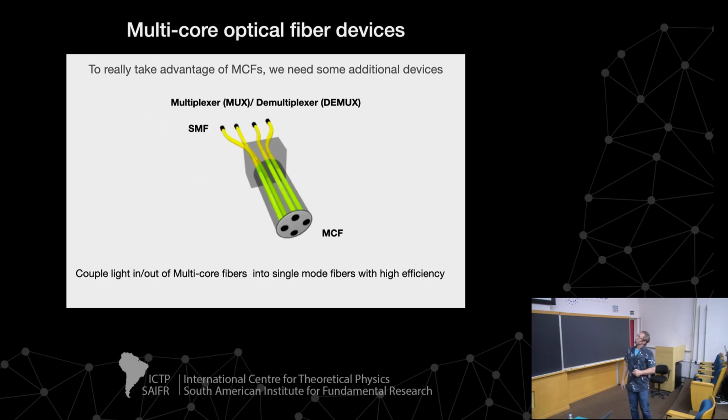Last lecture, I also told you about some devices we have which make things a lot easier and very kind of plug and play, let's say. One is the multiplexer or demultiplexer, which couples single mode fibers to the multi-core fiber. With this, we can connect the multi-core fibers to kind of any device that works with single mode fibers. So our detectors, phase modulators, whatever you want.